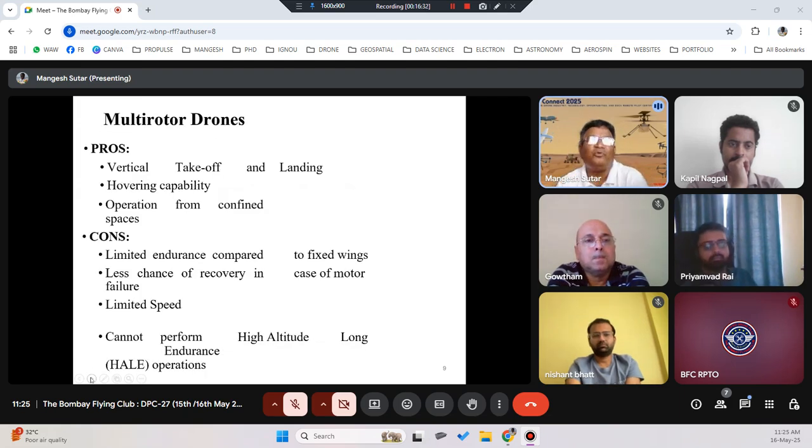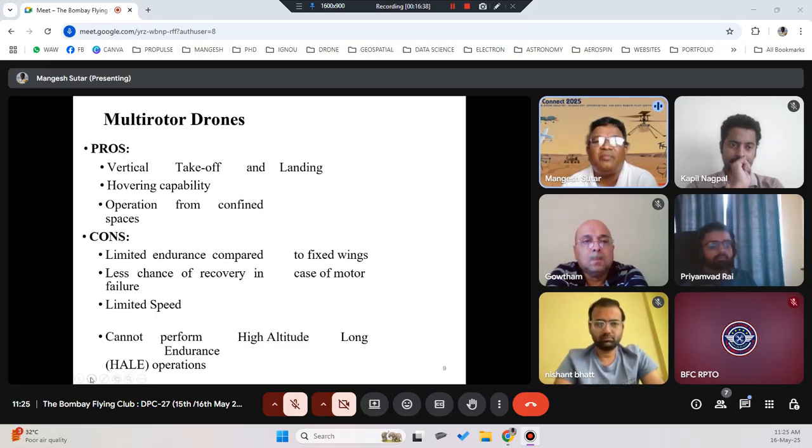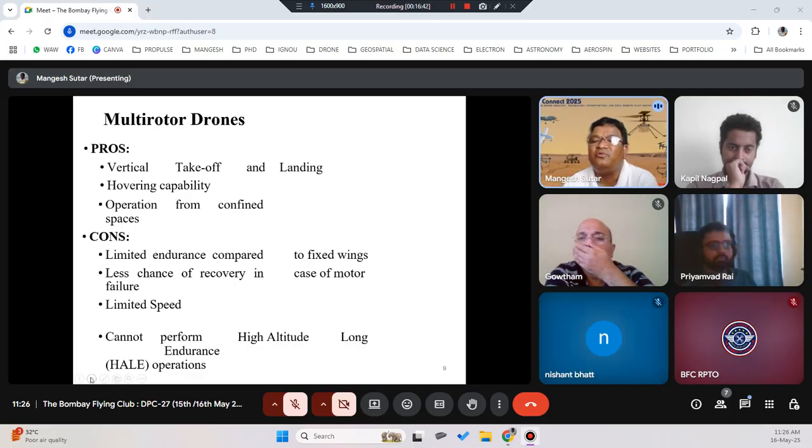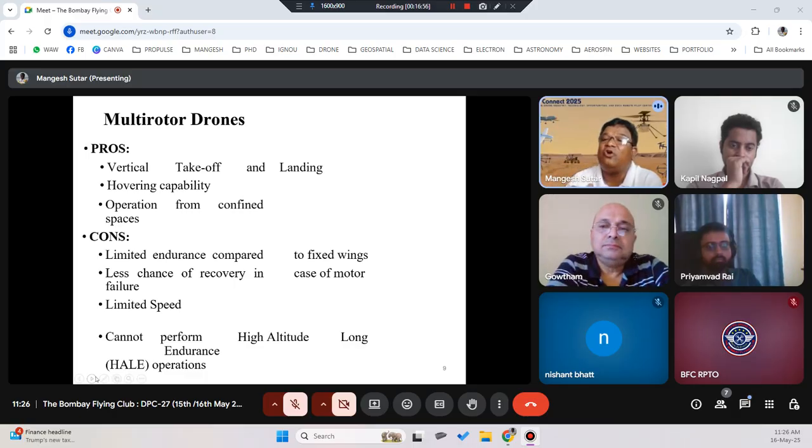So what are the pros and cons of multi-rotor drones? The pros are vertical takeoff and landing, hovering capability, and operation from a confined space. At that time we would have seen quadcopters being flown in such areas, like industrial inspections, windmill inspection, power line towers, telecom towers, or even inside the wings of the wind turbines, or even inside the ships also.